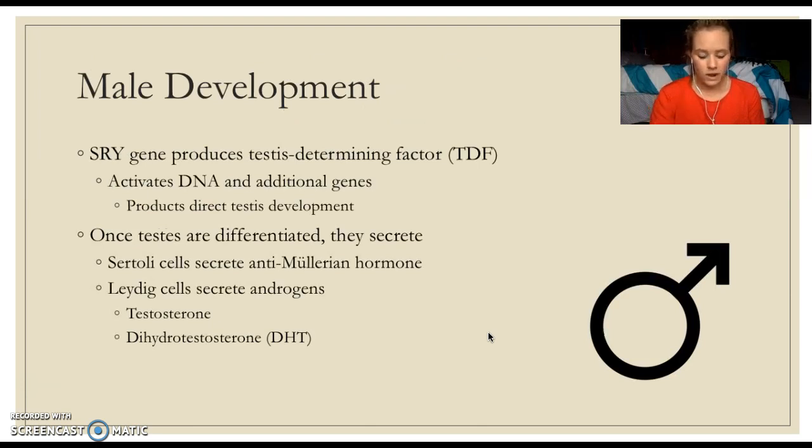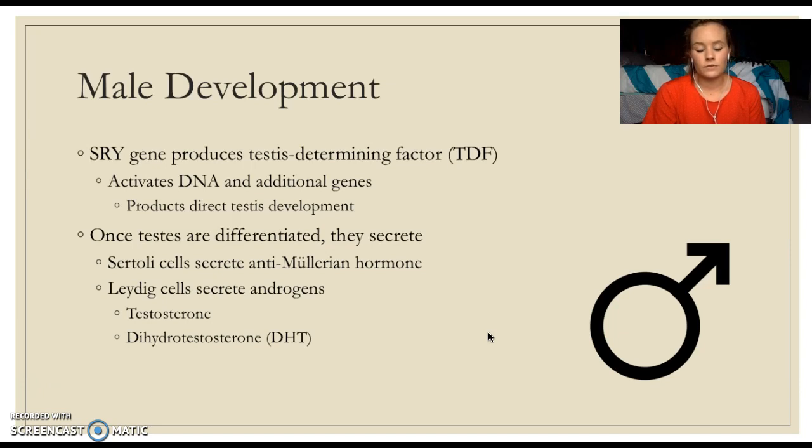The presence of the SRY gene produces the protein testis-determining factor, which binds to DNA and activates additional genes. The products of these direct the development of the gonadal medulla into testes. Once the testes differentiate, they secrete 3 hormones that influence the development of many internal and external genitalia. Testicular Sertoli cells secrete anti-Mullerian hormone, which causes the embryonic Mullerian ducts to regress. The Leydig cells secrete the androgens testosterone and dihydrotestosterone, or DHT.